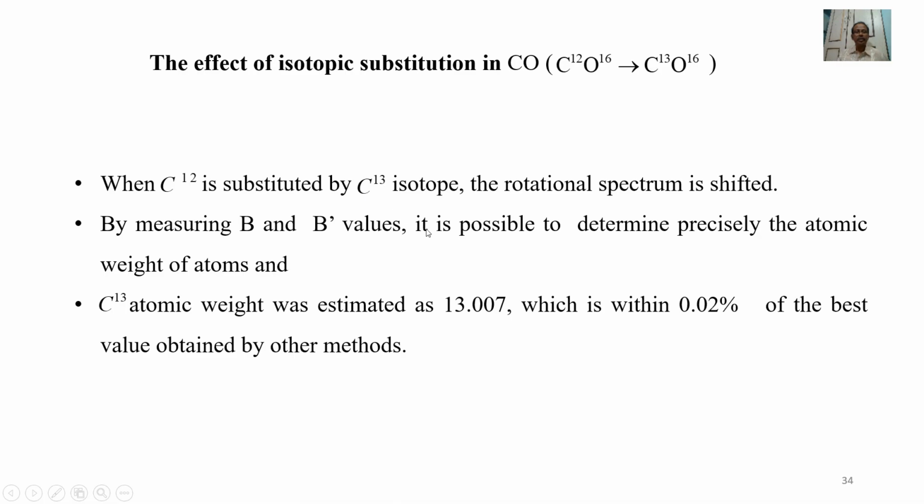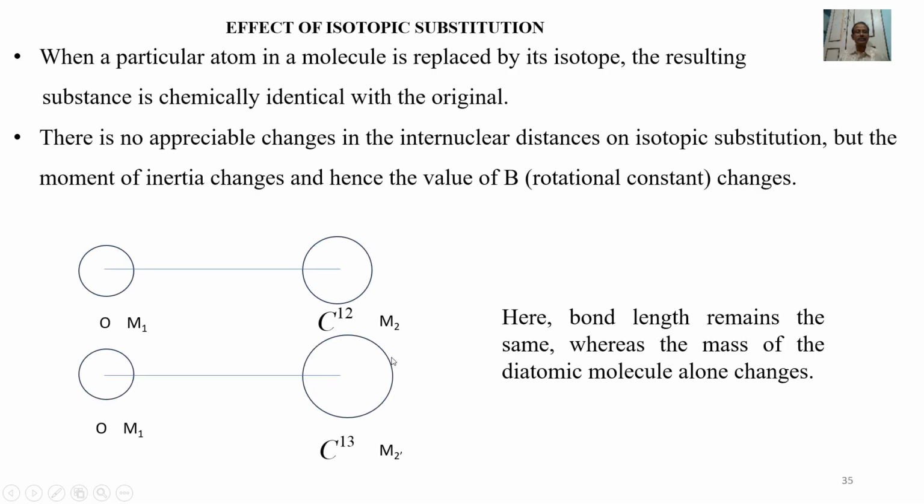It's possible to determine precisely the atomic weight of atoms. The C13 atomic weight was estimated as 13.007, which is within a very low percentage, 0.02%, of the best value obtained by other methods. Effect of isotopic substitution.